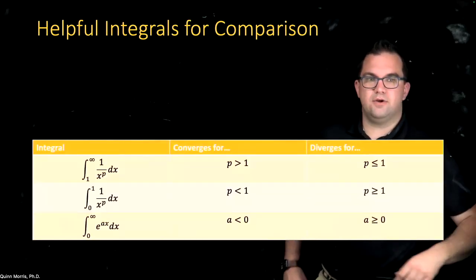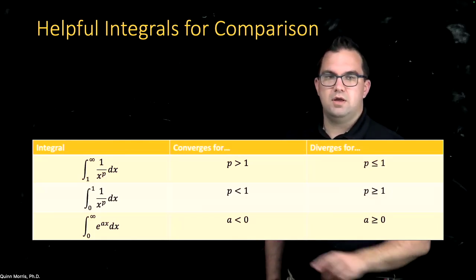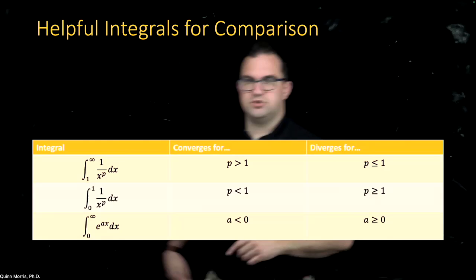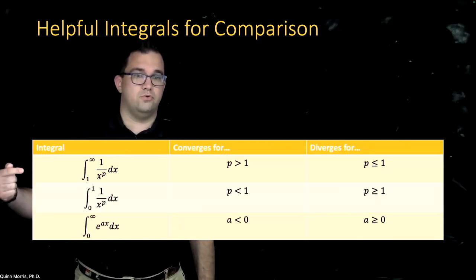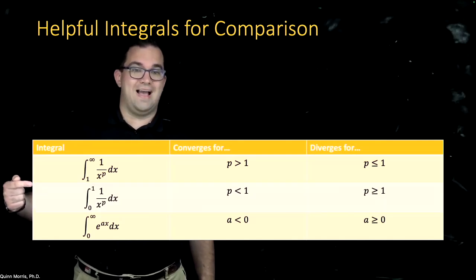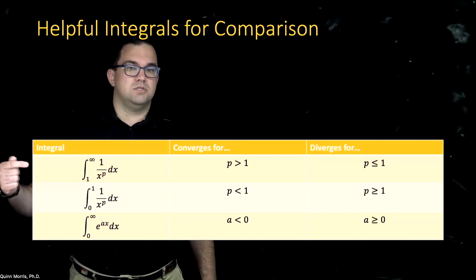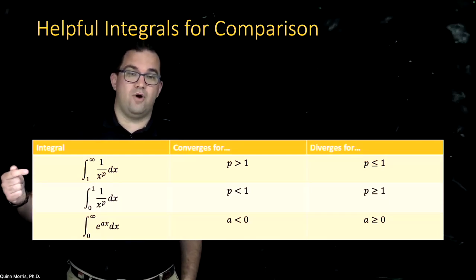So this chart here gives several helpful integrals for comparison. You'll actually notice that the first two rows here involve integrals of the form 1 over x to some power. So in the first row, we have integrals from 1 to infinity of 1 over x to the p.